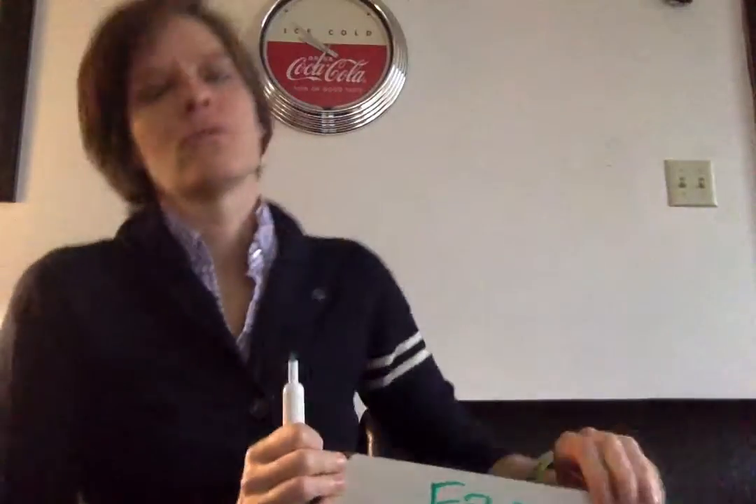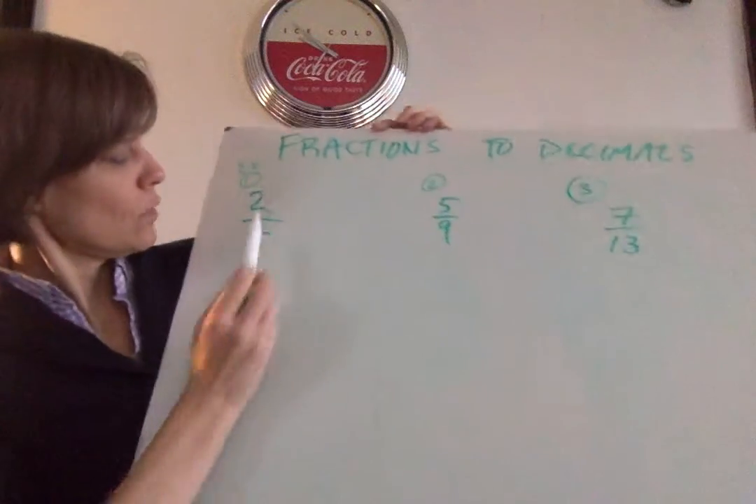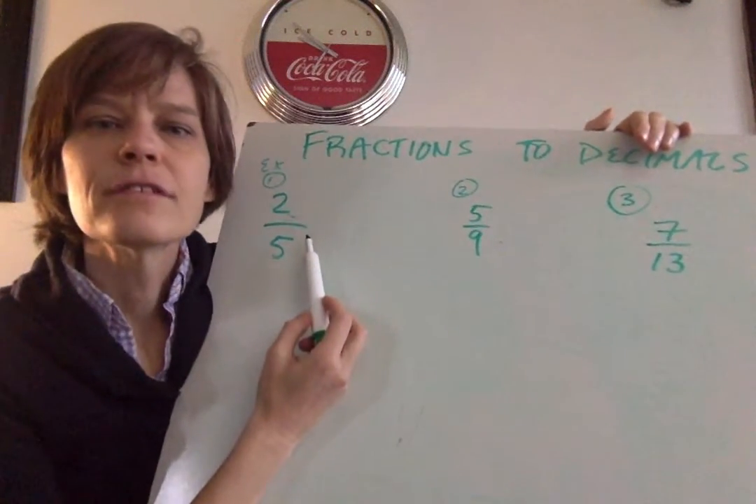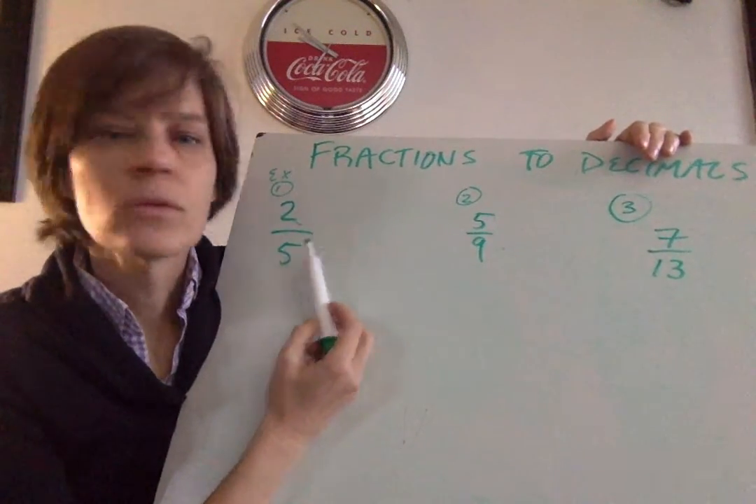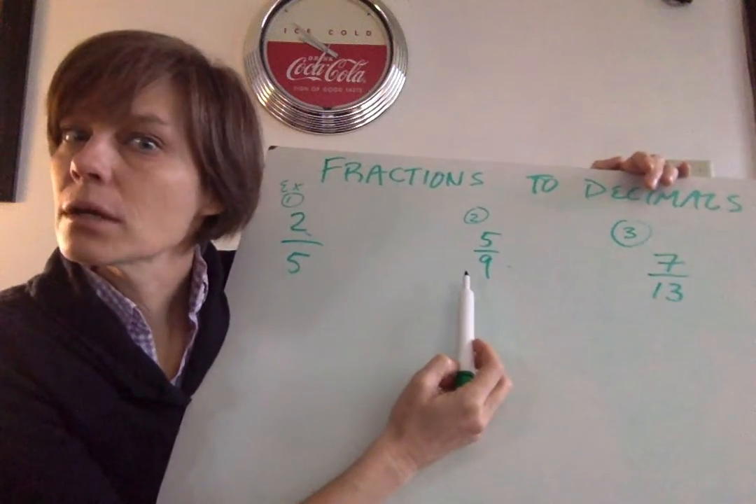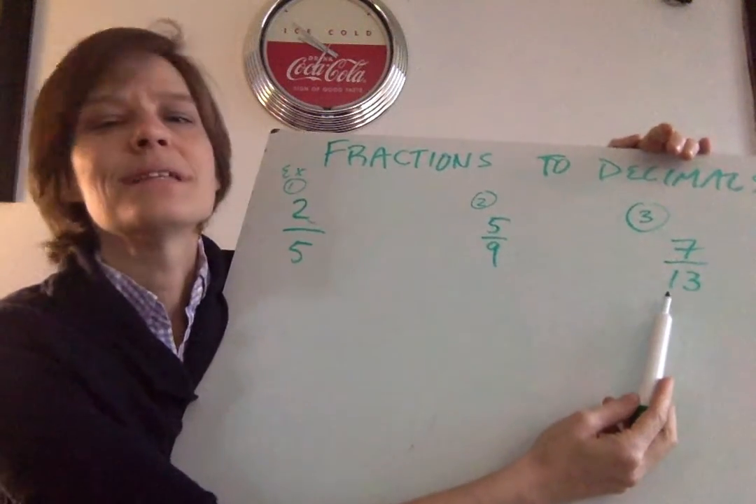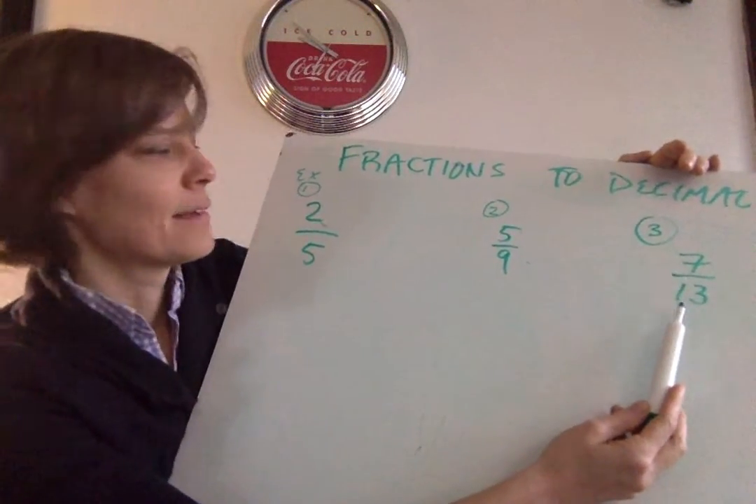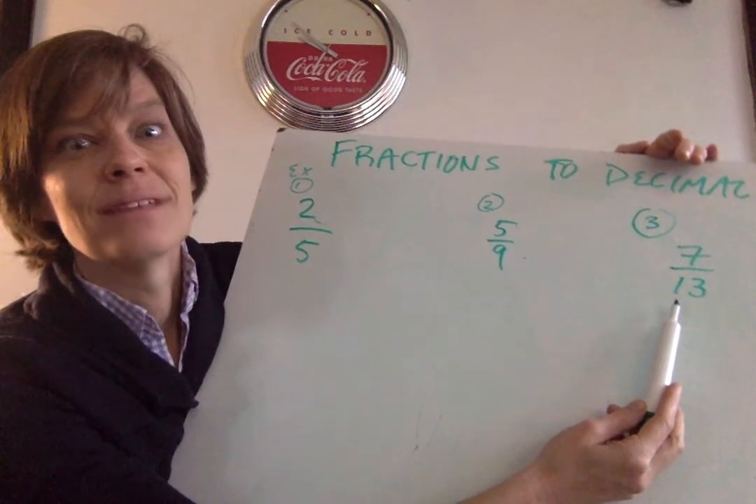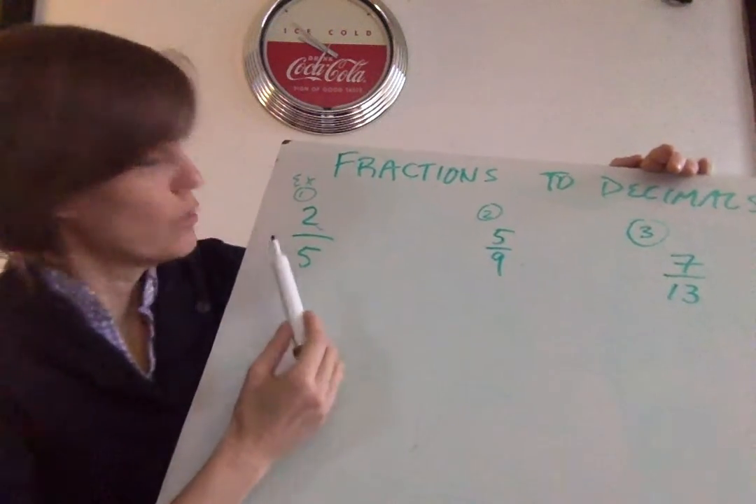Okay, so here are my 3 examples. We're going to go 2/5 and convert that into a decimal. 5/9 we're going to convert into a decimal. And 7/13. Got some prime numbers going on. Love it. Okay, so let's do this one first.